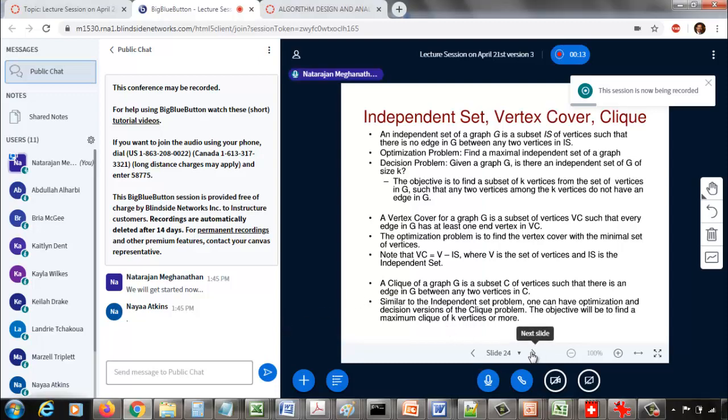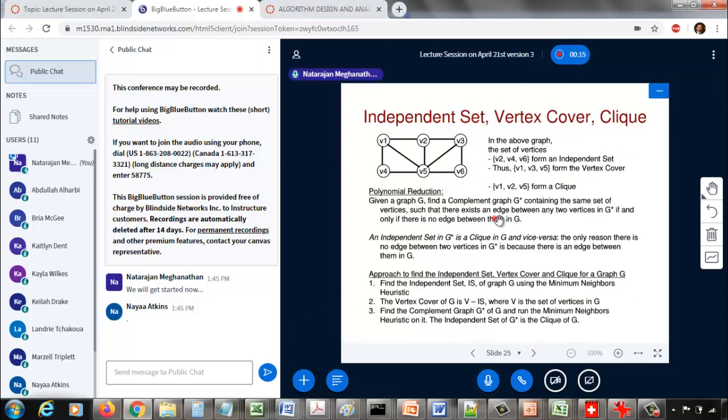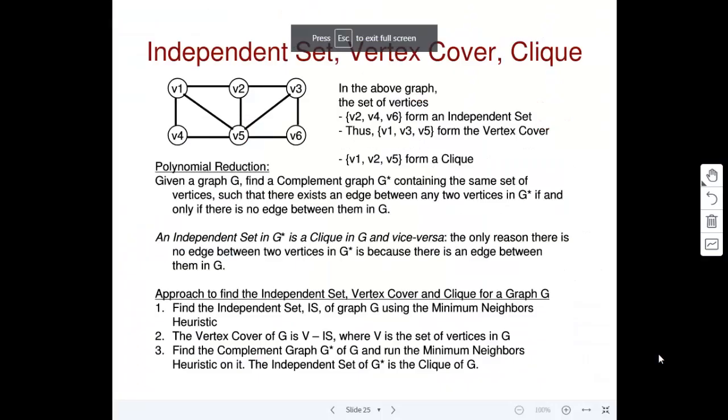Okay. So given a graph, an independent set is a set of vertices such that there is no edge between any two vertices in that set. So for this graph, V2, V4, V6 can form an independent set, such that you take any two vertices in this set, there is no edge between them. Similarly, V4, V6, there is no edge between them. V2, V6, no edge between them.